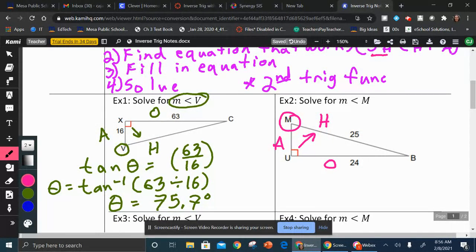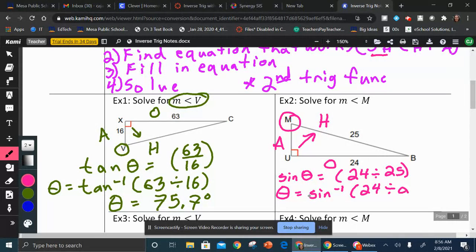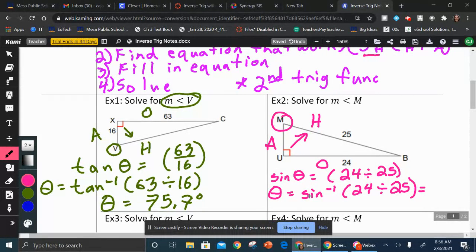So we're going to do sine of theta is equal to 24 divided by 25. So theta is going to be equal to sine to the -1 of 24 divided by 25, okay? And we get 73.7 degrees.